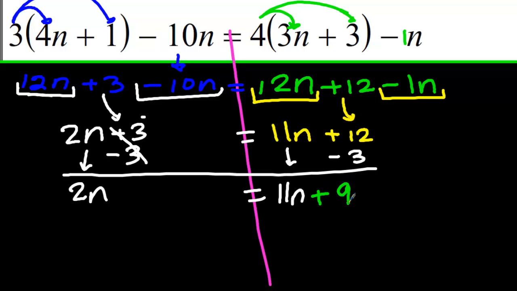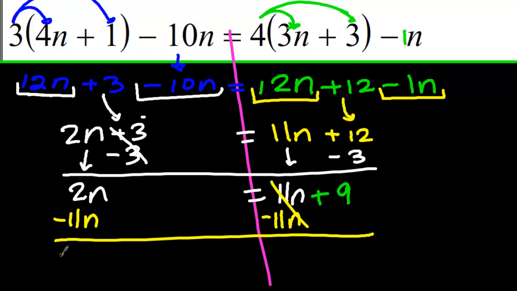Alright. Next, we have 2n equals 11n plus 9. We can put the n together. So, we're going to eliminate 11n over here, 11n over here. Alright. So, that's negative 9n equals 9.